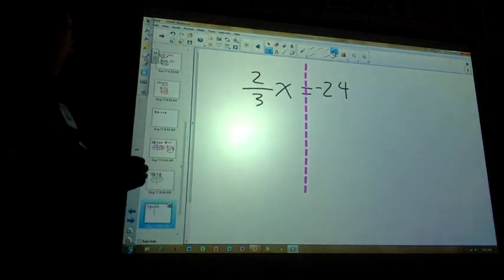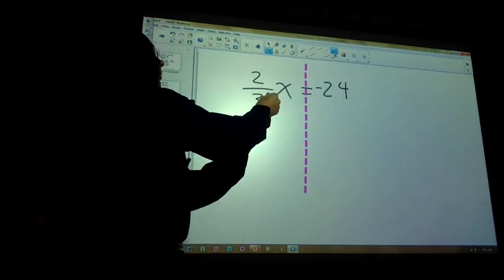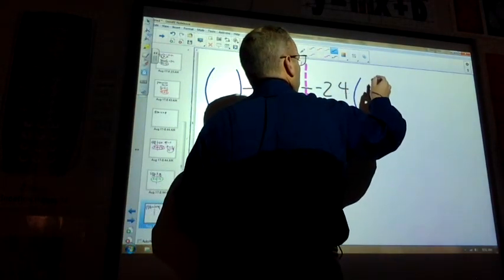So with 2/3, what I want to do is the reciprocal of 2/3. What is the reciprocal of 2 over 3? 3 over 2, right? The reciprocal means you just flip it over. So how are these two being held together right now? Multiplication. So I'm going to multiply both sides by the reciprocal.